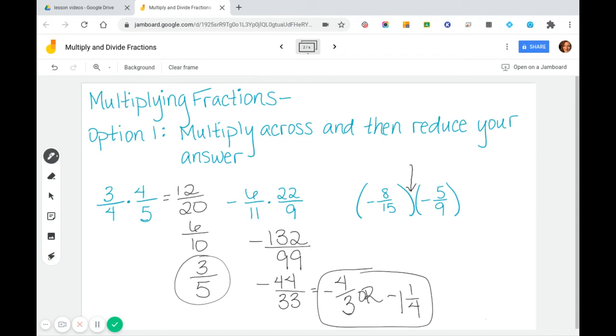8 times 5 is 40. And remember, this is positive because the signs matched. On the bottom, if I do 15 times 9, I get 135. I know that if they end in 5 and 0, I can divide them both by 5. So I'm going to reduce by 5, and I get 8 over 135 divided by 5 is 27. That does not reduce any further.